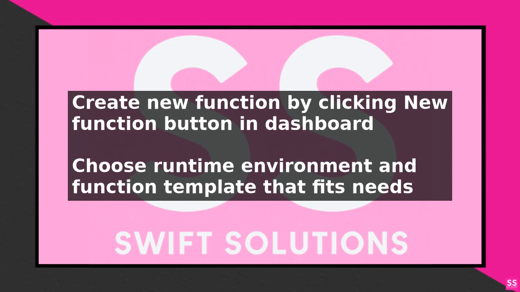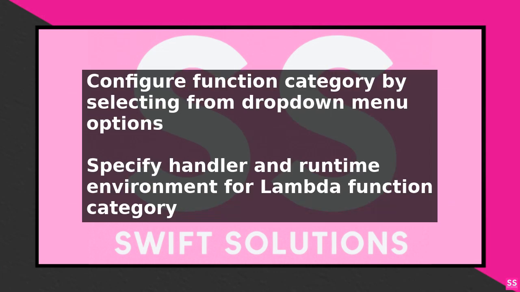To configure your function category, go to the function settings and select the category from the drop-down menu. If you choose Lambda, you will need to specify the handler and the runtime environment for your function. If you choose Lambda layer, you will need to specify the layer name and the runtime environment. You can also configure the layer permissions and the layer versions.